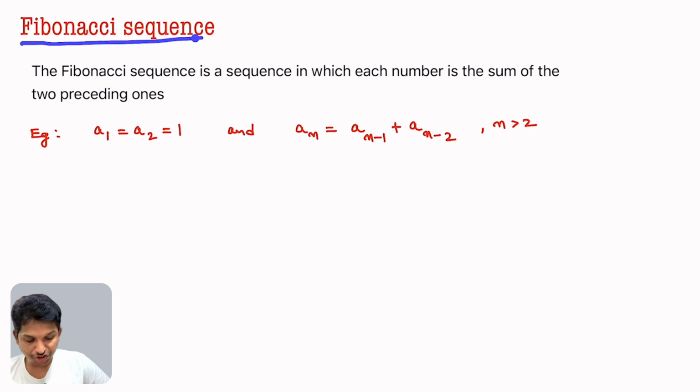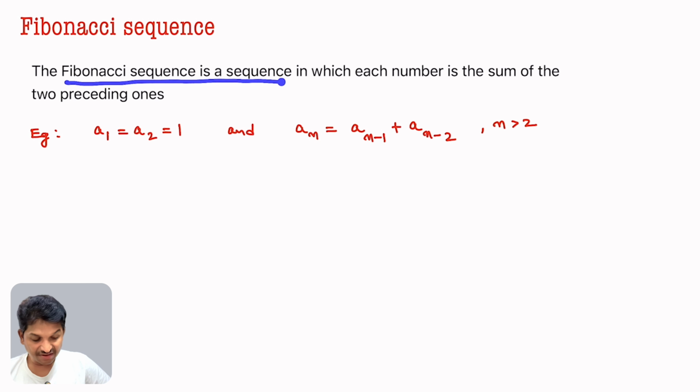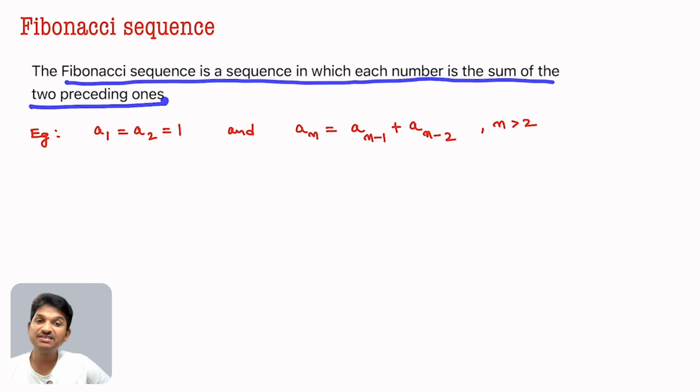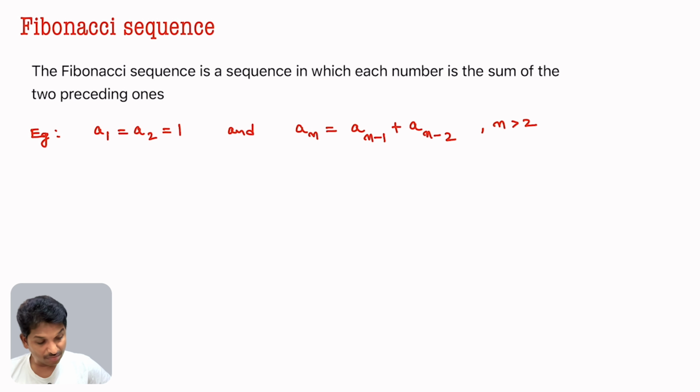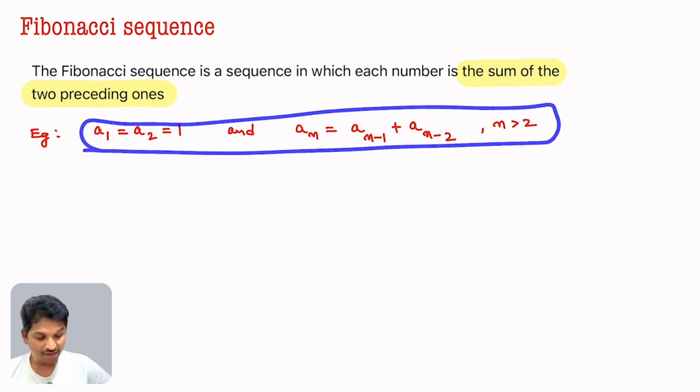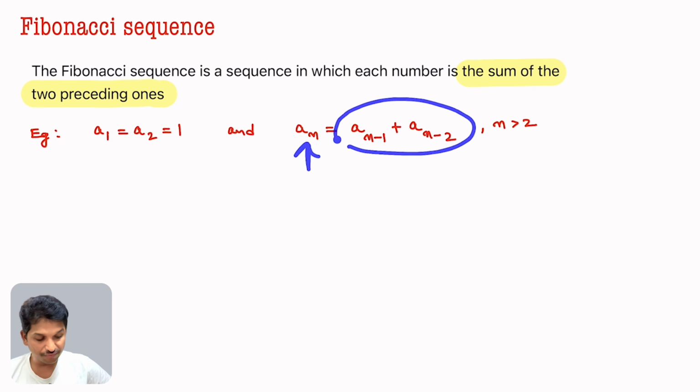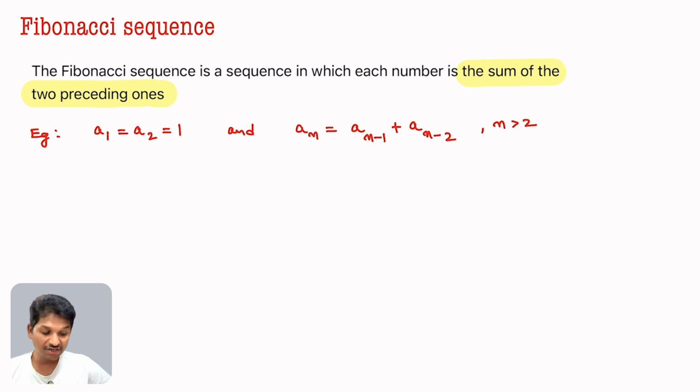What is this Fibonacci sequence? The Fibonacci sequence is a sequence in which each number is the sum of the two preceding ones. This is important: each number is the sum of the two preceding ones. Okay, for example, here is one example for the Fibonacci sequence. Here the nth term is the sum of its two preceding terms, n minus 1 and n minus 2 are the preceding terms of a_n.